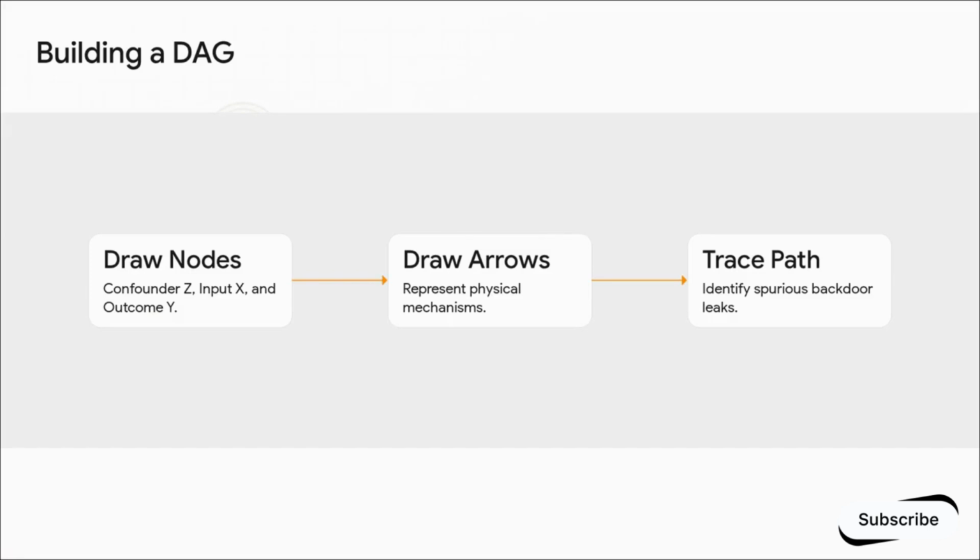We start by building a structural model from scratch, a directed acyclic graph, or DAG. Imagine drawing the nodes, your confounder Z, your input X, and your outcome Y. Now draw the causal arrows representing the actual physical mechanisms. Z causes X, Z causes Y, and X causes Y. When you trace this backwards, you find a path flowing from X up to Z and then down to Y. That is a spurious backdoor path. It is quite literally a non-causal pipe leaking false statistical correlation directly into our data.